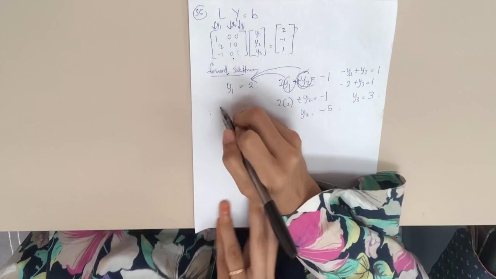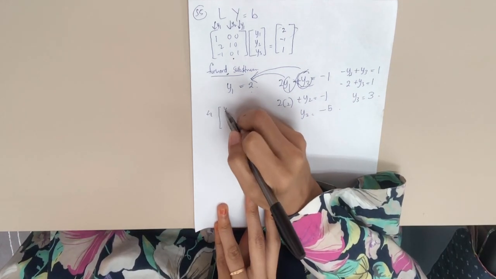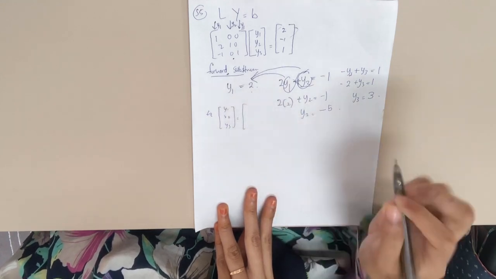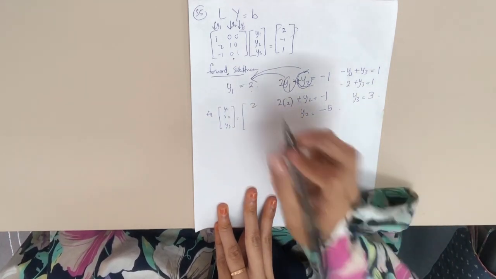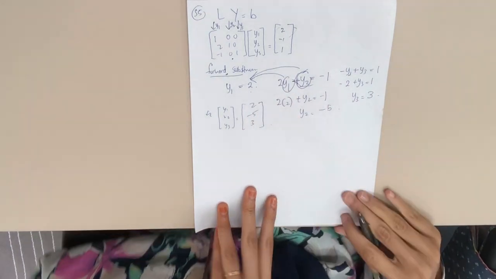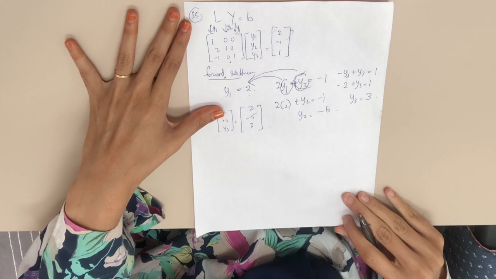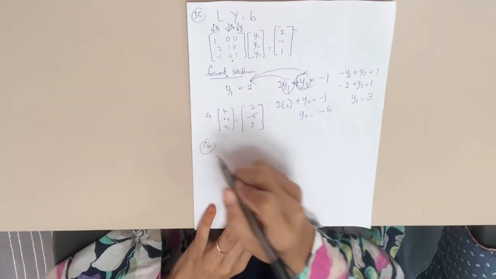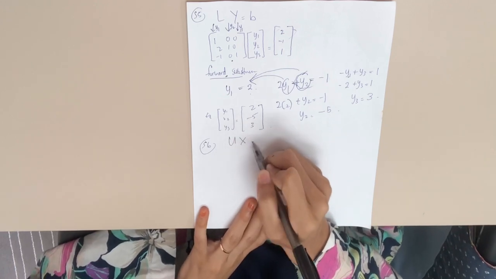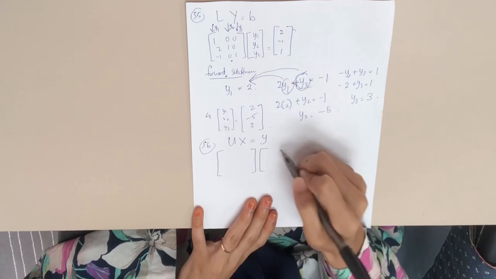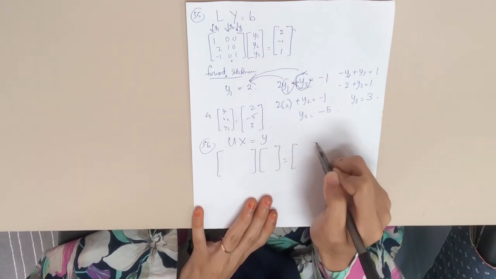So your matrix Y, it's not the final answer yet, but this is how you write it. Your matrix Y is Y1 = 2, Y2 = -5, and Y3 = 3. So we are done with step 5. Now we go to the last step. Step number 6 is Ux equal to Y. So your matrix U, matrix X, and matrix Y.